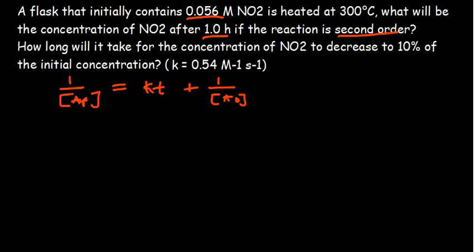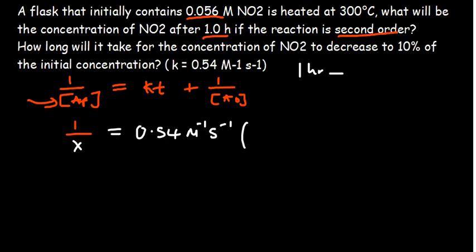So that's the first part of the question that we need to answer, before we answer the other one: how long it will take for the concentration to decrease to 10% of the initial. The value of k has been given to us. So straight away, we'll take the final, which is the unknown, as x. So 1 over x is equal to, our constant is 0.54. The units are of course molar negative 1, second negative 1. Our time, which is given as an hour, has to be converted to seconds because our k is in seconds. In a minute we've got 60 seconds. Now in an hour you've got 60 minutes.